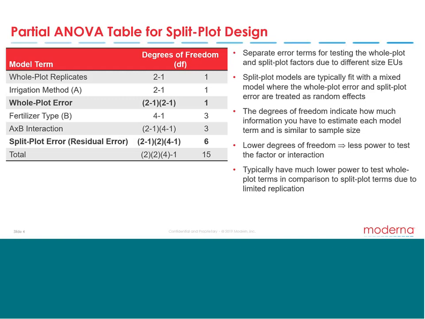So what we have to do then is estimate different variance terms in order to do the appropriate test for these different factors. In order to test irrigation method to see if there are differences between those, we really need to test against the whole plot error term. And for the split plot terms, which are the fertilizer type and the interaction, we would use the split plot error as the denominator in our test statistic.